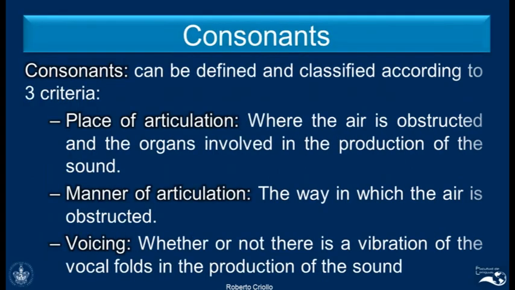Now, we can define consonant sounds and classify them according to three major criteria. First of all, the place of articulation, which refers to the speech organs that are involved in the obstruction of the air. The second one is manner of articulation, and this basically refers to the way in which the air is obstructed, totally or partially, and in what manner. The last criterion is voicing, and this involves whether or not there is a vibration of the vocal folds when the consonant sound is produced.